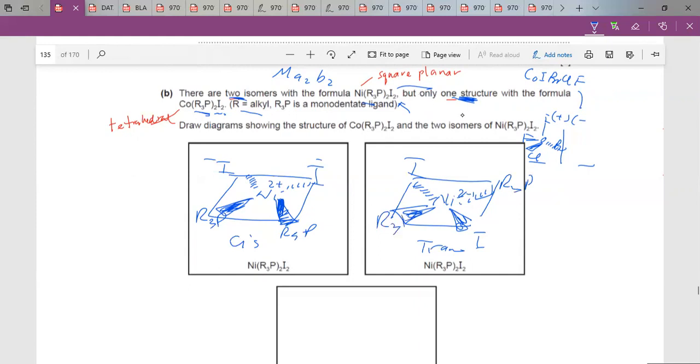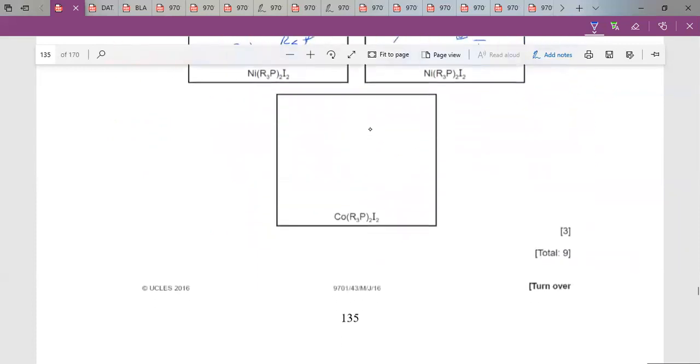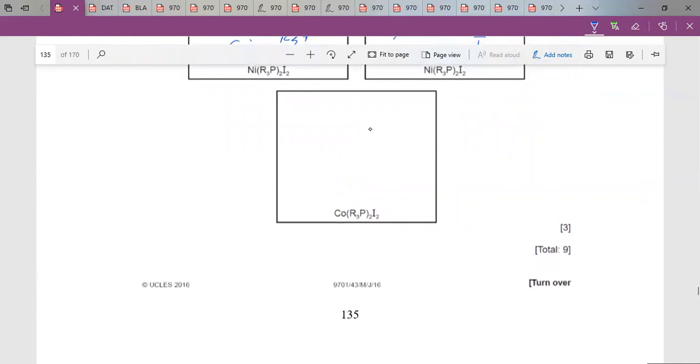And of course, in this case, this is for cobalt. It's tetrahedral. So cobalt here, they put it so nicely for you. Draw a straight line first, and this is coming out, and this one is going back. It's up to you. I doesn't matter. I is your PR3. So it's 3 marks here.